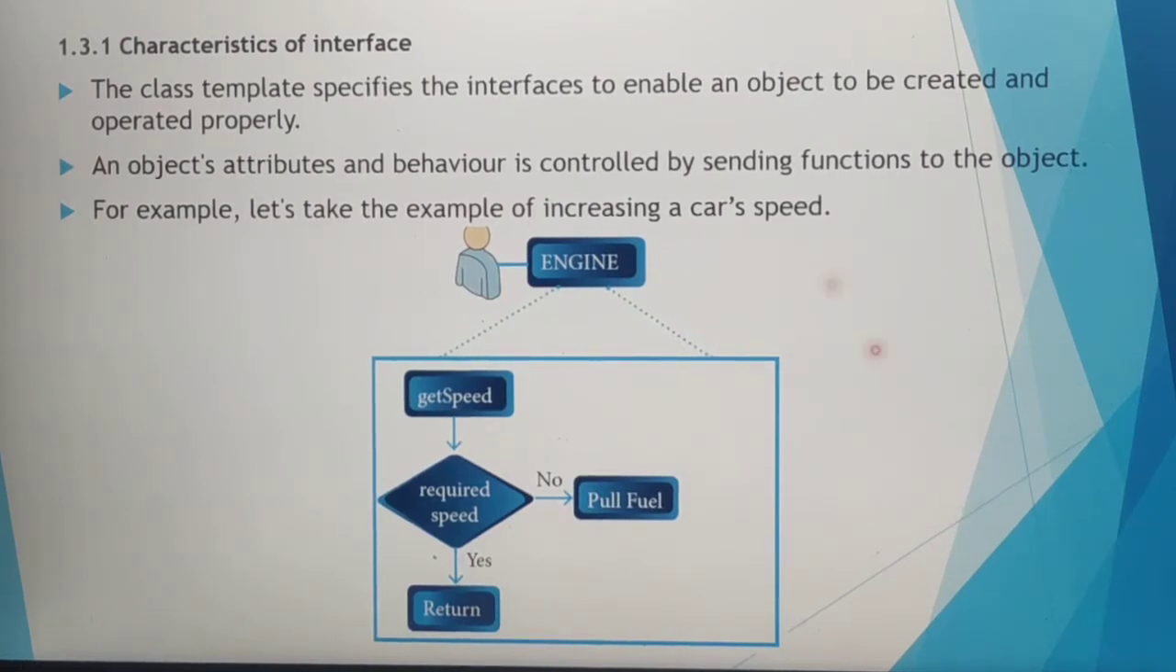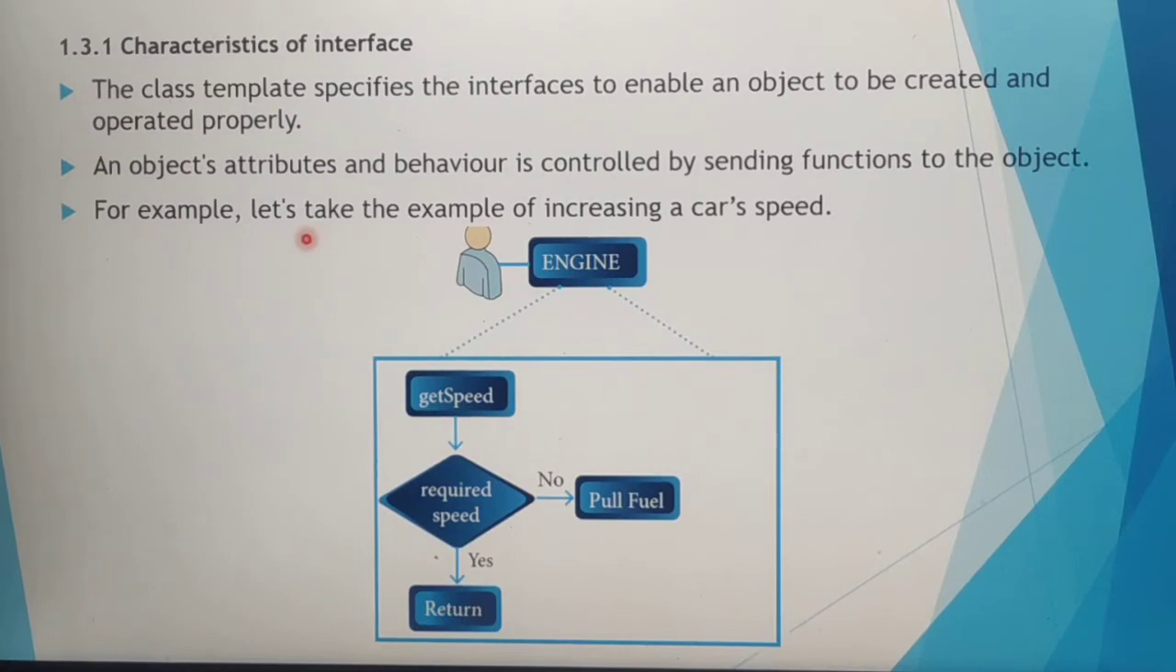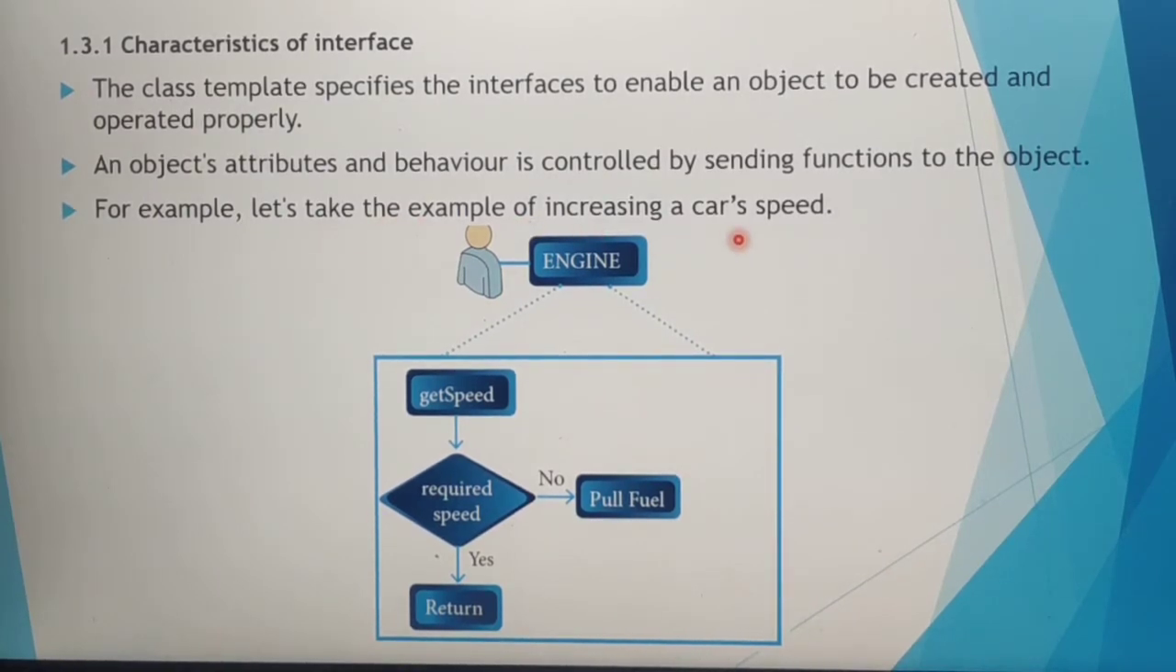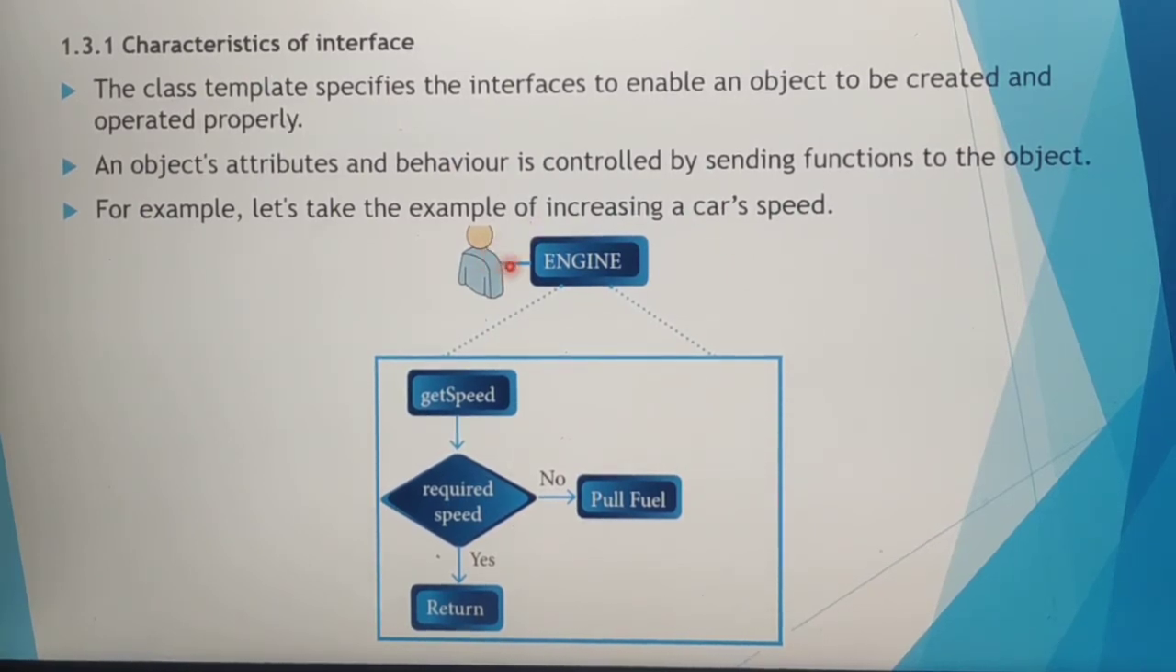Next, here is a simple example. Here this is the driver. Let's take the example of increasing a car's speed. To increase the car's speed, the driver has to press the accelerator. The accelerator is the interface between the driver and the engine.